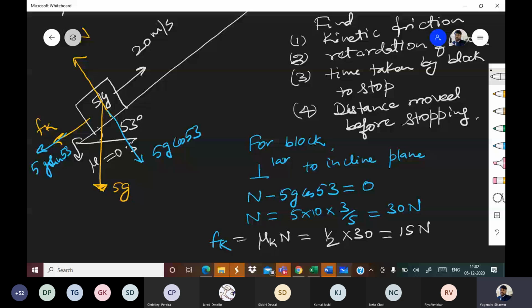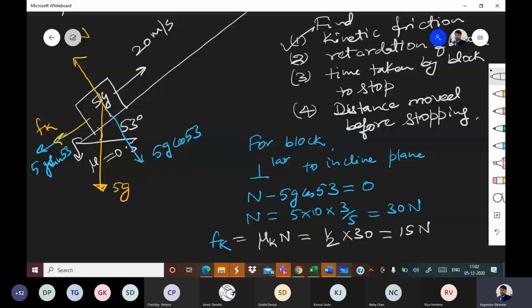There should be no doubt about it. So all those who were giving answers of kinetic friction other than 15, they are wrong. They could be right as per social science, but as per science and specifically physics, they are wrong. Okay. So this is the first point, kinetic friction. Now comes retardation.